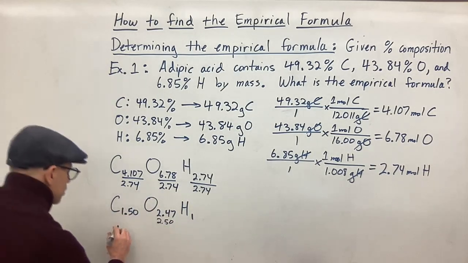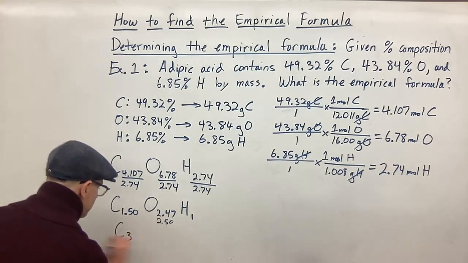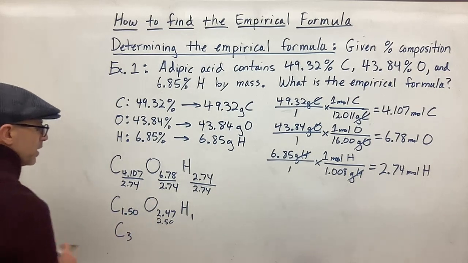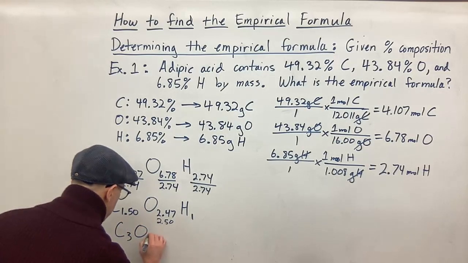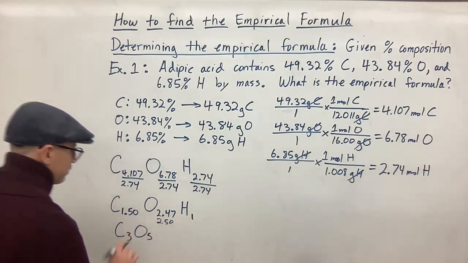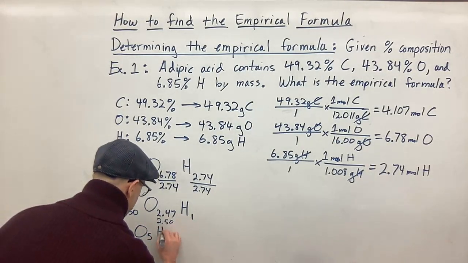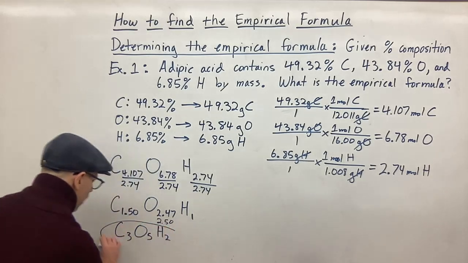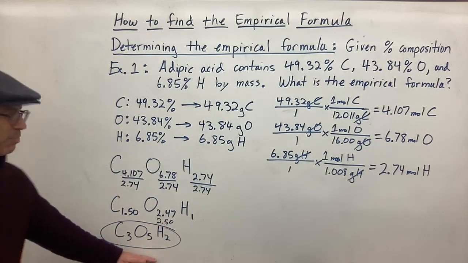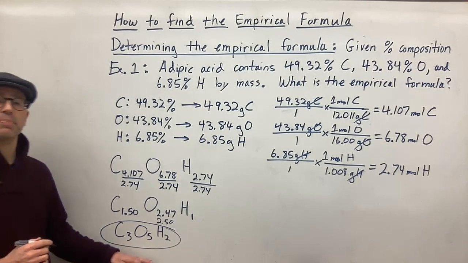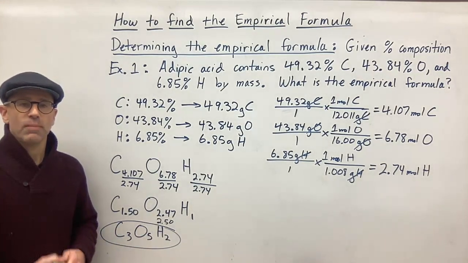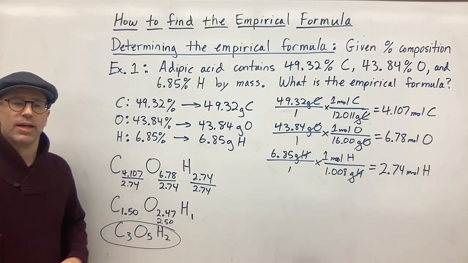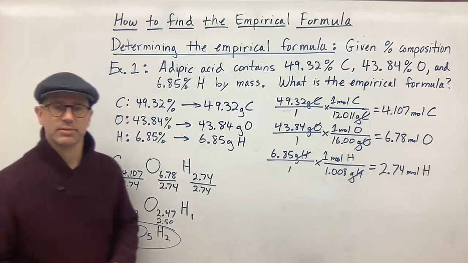1.5 times 2 is 3, so that becomes C3. 2.5 times 2 becomes 5, so that's going to be O5. And then 2 times 1 is 2, so H2. And now I have my empirical formula. So this is the empirical formula for adipic acid. So that's my one example, and let's do another example.